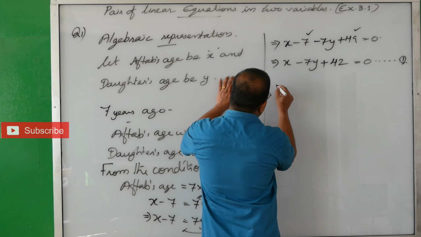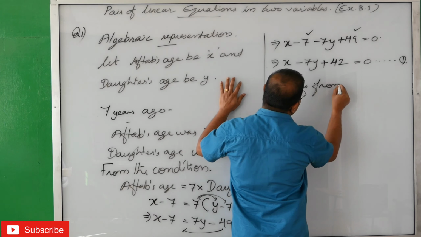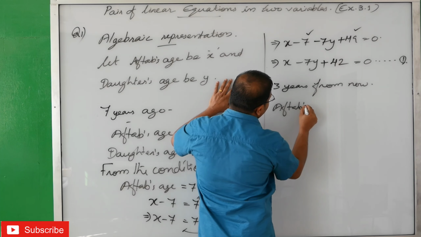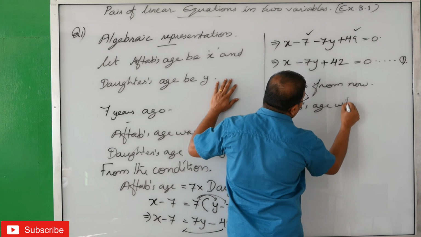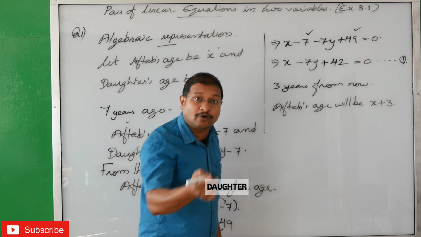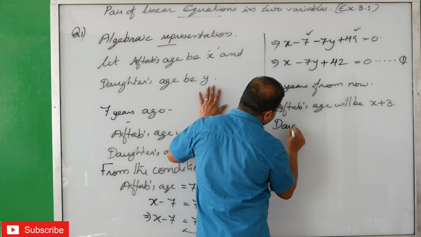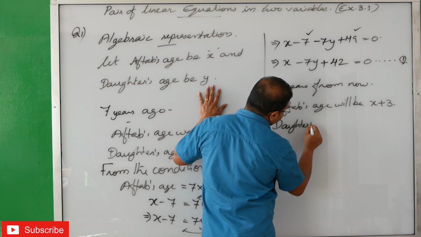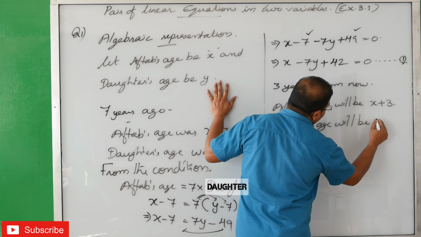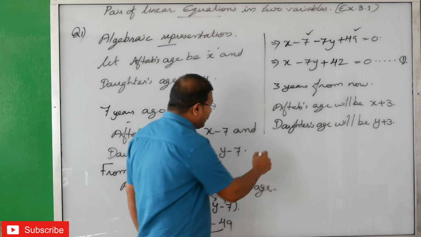That means we'll write 3 years from now, after 3 years, Aftaf's age will be x plus 3, isn't it? That means what will happen? Plus will do. Again, daughter's age will be y plus 3. But according to the condition, from the condition, what will you write?